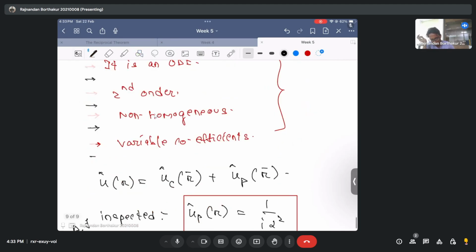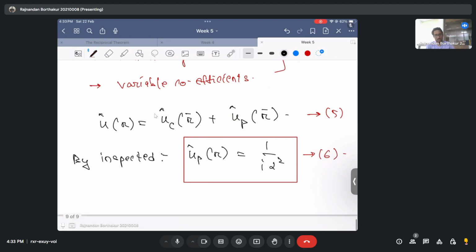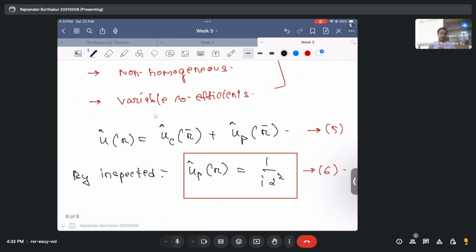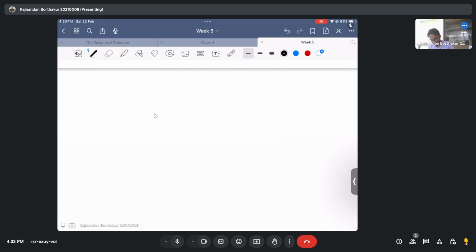Okay, so let's name this. Maybe I'll call it 5. I would call it 6. Okay. So now we just need to evaluate the complementary function. And once we are done calculating the complementary function, we basically get the solution of the velocity profile. So the final task is to calculate the complementary function.